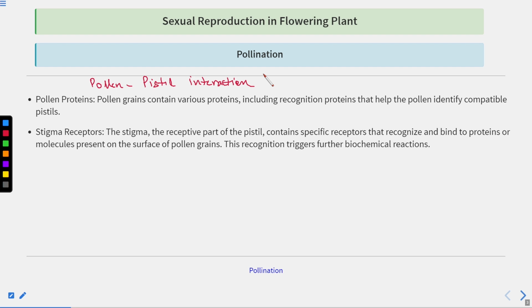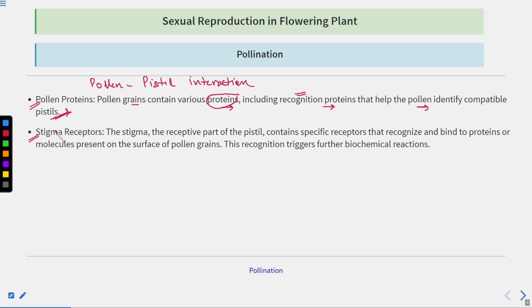Okay. So first of all, pollen proteins. Let's talk about the pollen proteins. Pollen grains contain various proteins, including recognition proteins that help the pollen identify the compatible pistils. Okay, clear? Let's read it again. Pollen grains contain various proteins, including the recognition proteins. So some recognition proteins are present in these pollen grains that help the pollen to identify the compatible pistils.